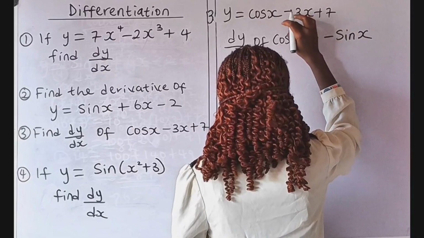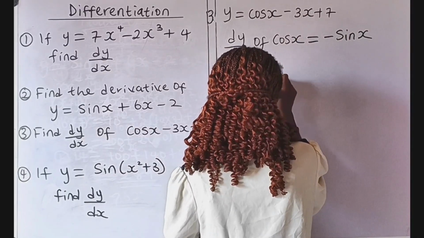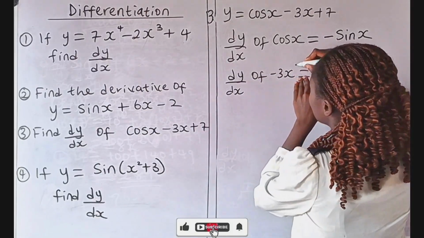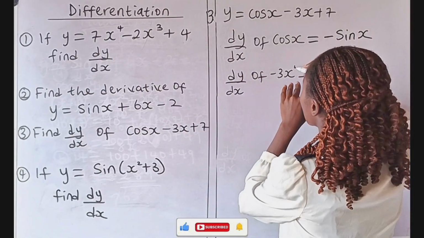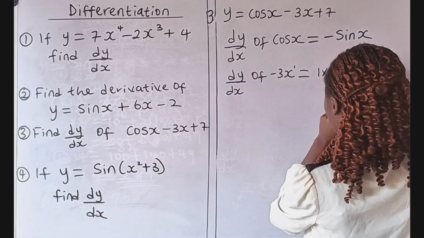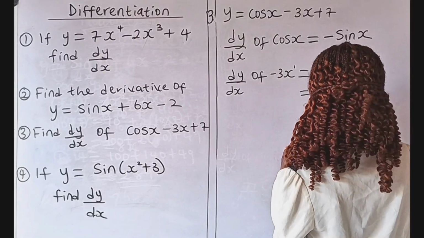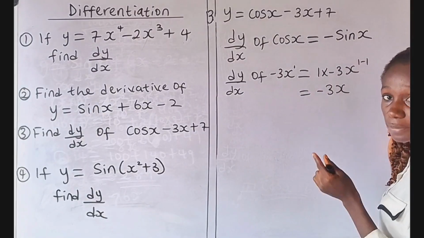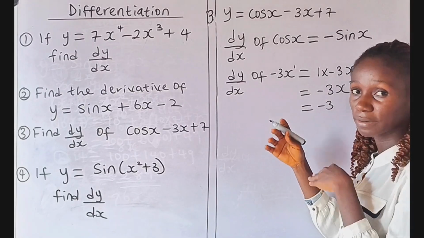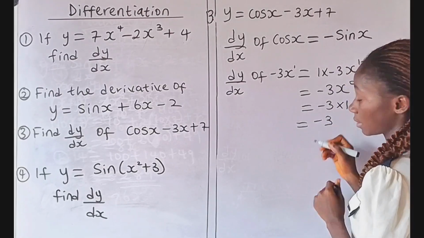Now, we are going to find the derivative of minus 3x. The dy/dx of minus 3x. We are going to apply the same principles. It has an invisible power here, which is 1, right? 1 times minus 3 is minus 3, x to the power 1 minus 1. 1 minus 1 is 0. Like I said, anything raised to power 0 is 1. So if we multiply this by 1, this is what we are going to have, minus 3.